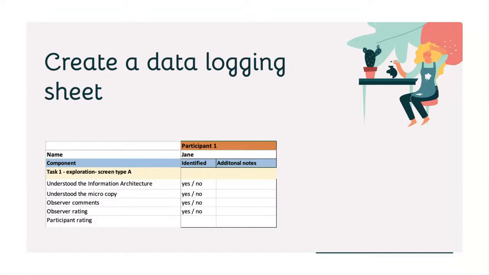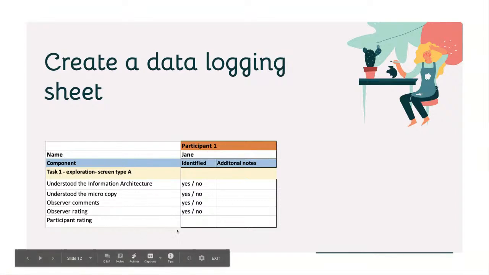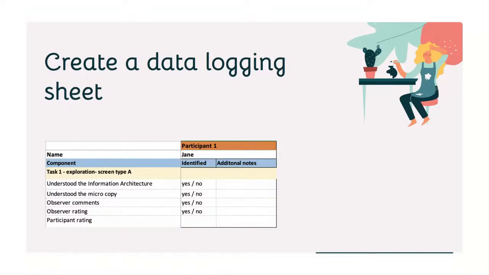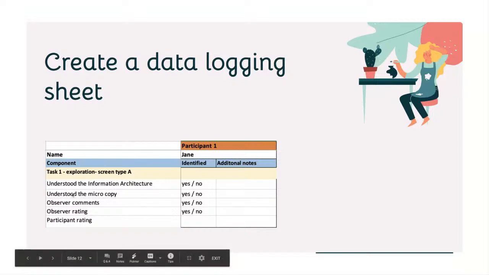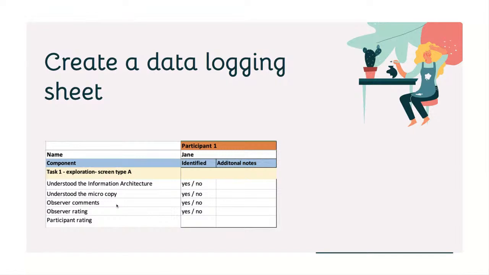It looks something like this. You can write the name of the participant and create one section like this for each task. This is also very customizable. This is my own version, but you can create anything that suits you. So write down the things that you want to test. Also keep a space for the observer to write their comments. The observer is the one who's taking notes down.